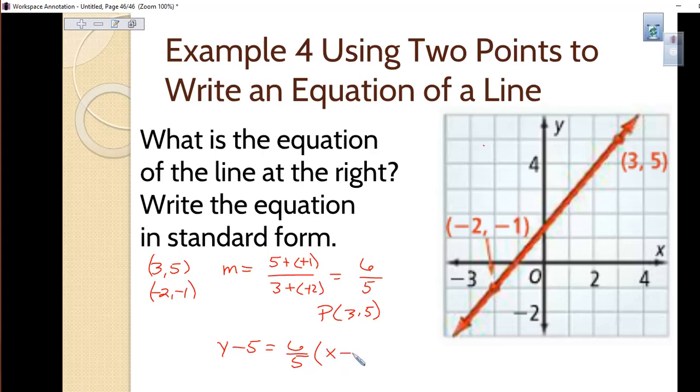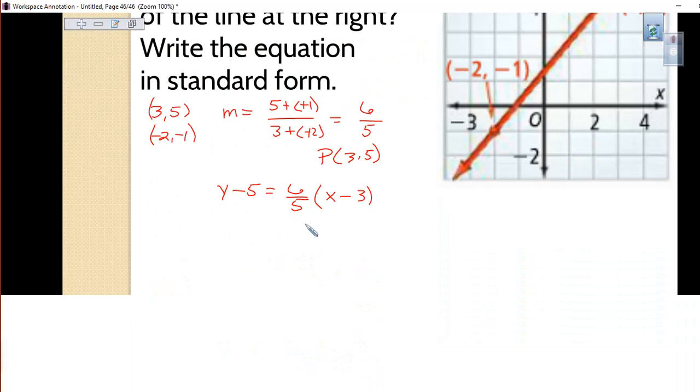times x minus 3. Now before, we've looked at slopes and equations that have no fractions or very few fractions. So now let's take a look at what happens when we start to write an equation using fractions. So we multiply through here. So this gives us 6 over 5x.